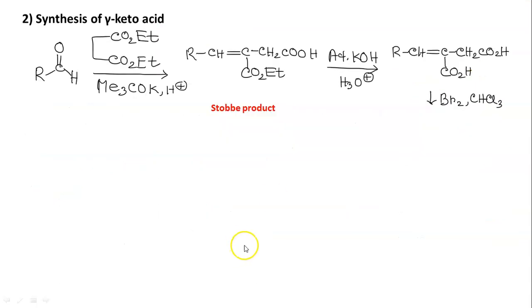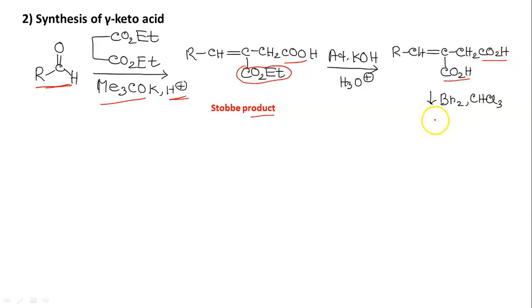The second application is synthesis of gamma keto acid. So here we have taken aldehyde, RCHO, and the same succinic ester, diethyl succinate, base, and we are also using acidic conditions in the final step. So that is why the Stobbe product is not in salt form, it is in protonated carboxylic acid form, because finally the acidification is also done. So this is the Stobbe product. Next step, aqueous KOH, that means hydrolysis of the remaining ester group, and also acidification so that it is not in salt form, it is in protonated form.